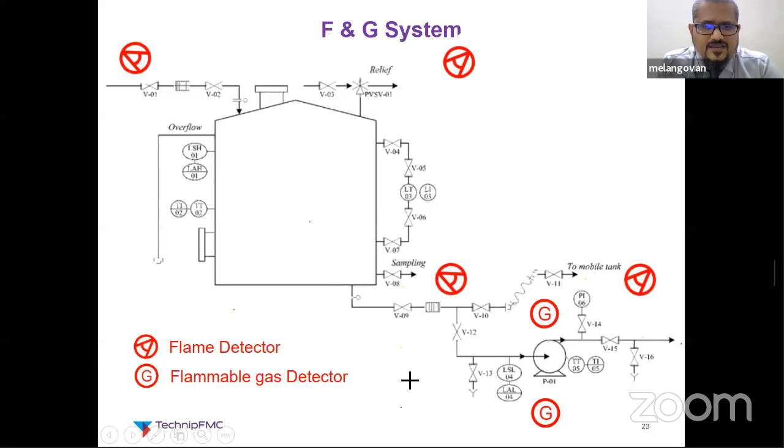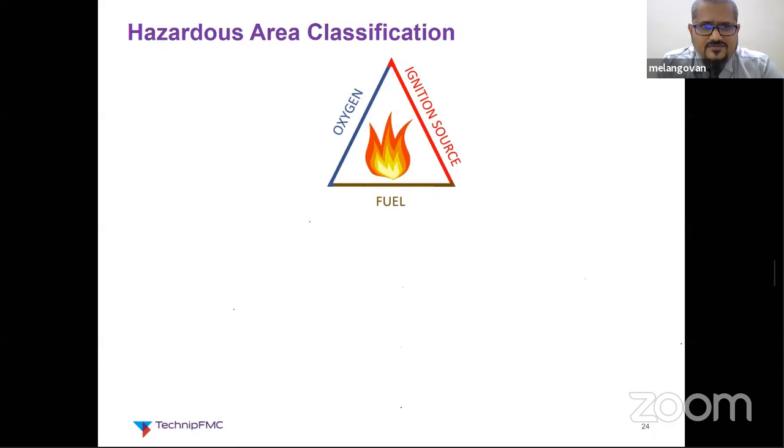Okay, and what next do I have? Hazardous area classification. What is it? A leak has happened, and the fire and gas detector has failed to act, or has failed to detect somehow. So the next consequence may be that the flammable cloud may catch fire.